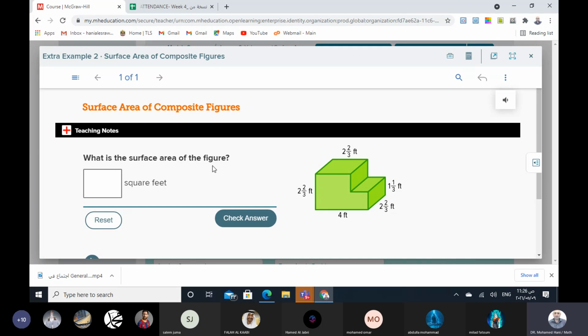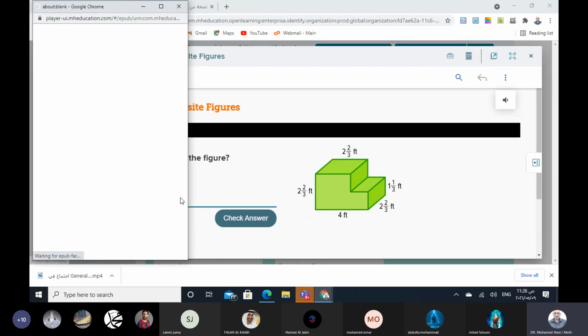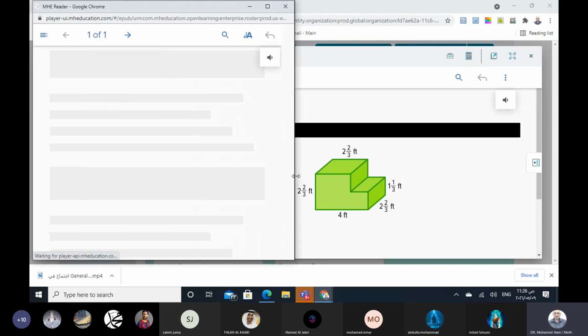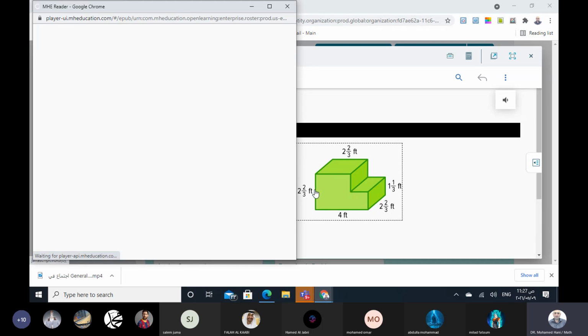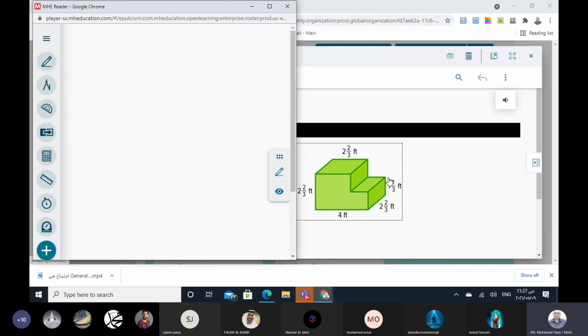What is the surface area of the figure? As you see, we have a composite figure, and this composite figure includes two rectangular prisms. We have the upper rectangular prism and the lower rectangular prism. So find the surface area of the upper rectangular prism, then find the surface area of the lower rectangular prism, then you can add the two surface areas to find the surface area of the composite figure.